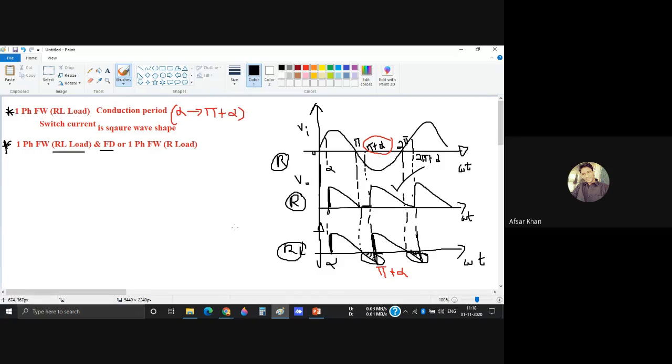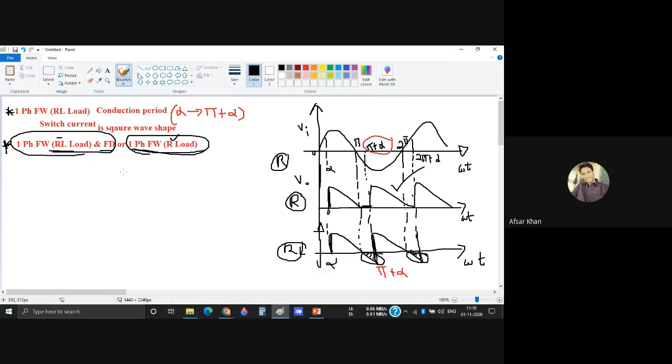If you are using a freewheeling diode, you will not get this negative voltage. If you are not getting this negative voltage, it is just like an R load. Therefore, I am writing here: single phase full wave RL load with freewheeling diode is just the same as single phase full wave R load.